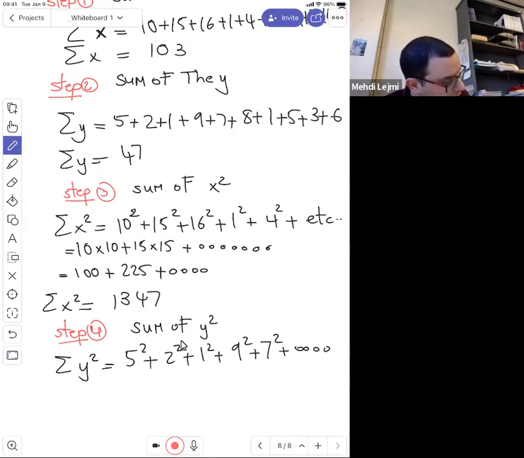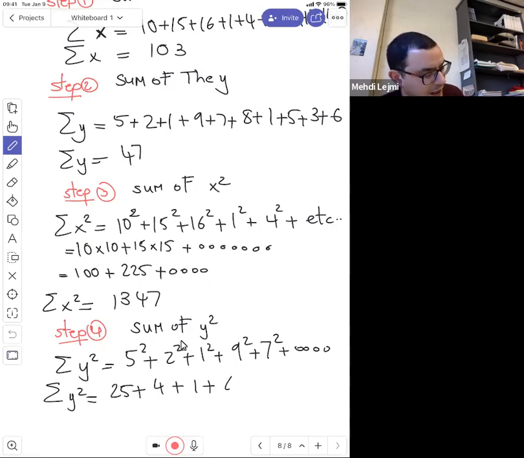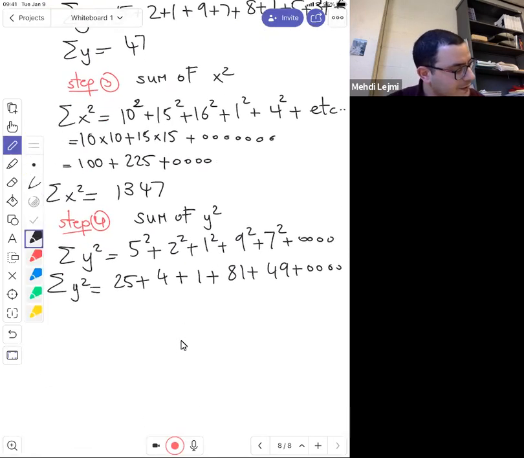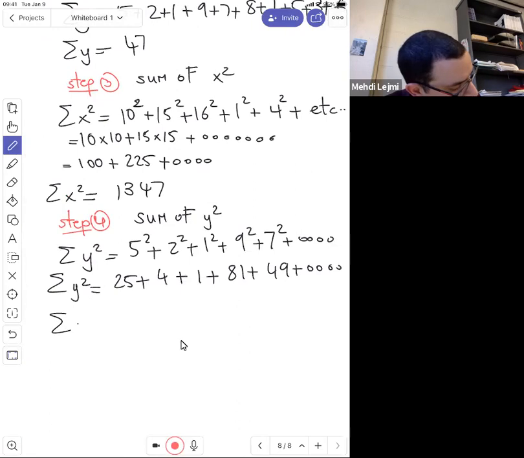So then the sum of the y squared: 5 squared is 5 times 5, right? Again, for the square you need to multiply the number by itself. So 5 times 5 is 25, plus 2 squared, that's 2 times 2, that's 4. 1 squared is 1 times 1, that's 1. 9 squared is 9 times 9, that's 81. 7 squared is 7 times 7, that's 49, etc. And the answer here would be 295. Okay. There are 2 more steps.